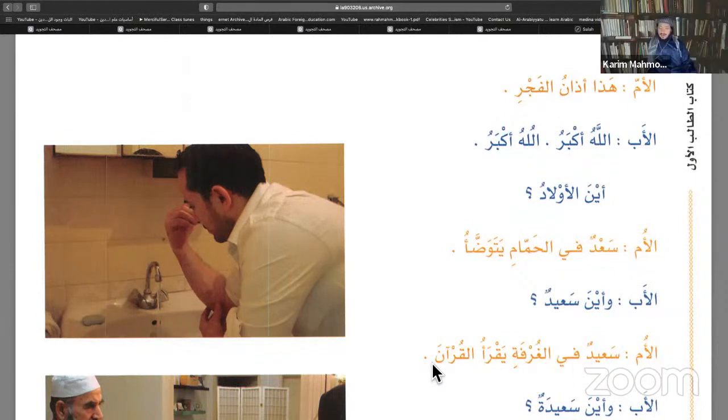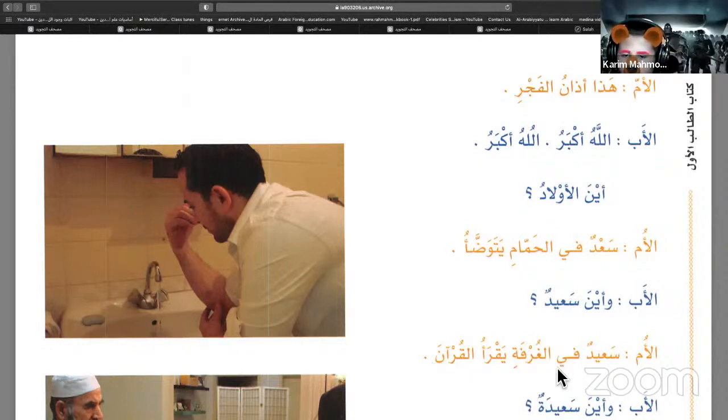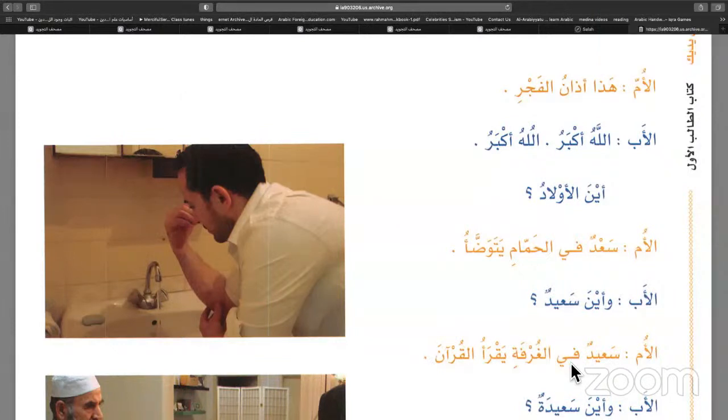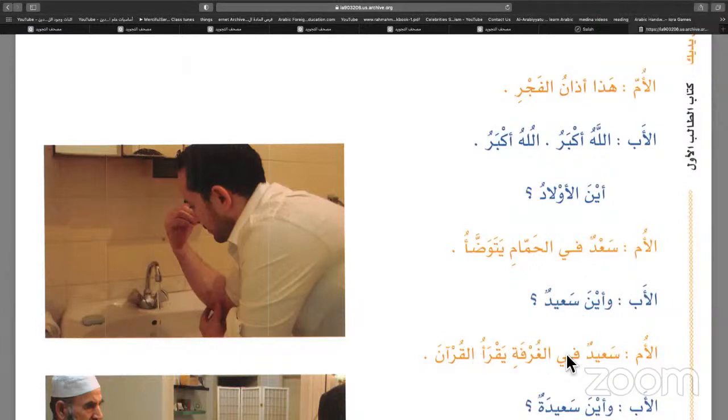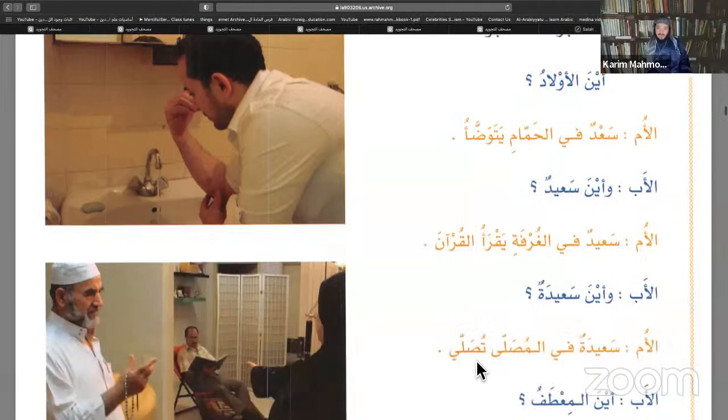يقرأ القرآن. Okay, fi means in. الغرفة means the room. يقرأ means he reads, reading. Al-Quran is Quran, of course. So Saeed is in a room reading Quran.